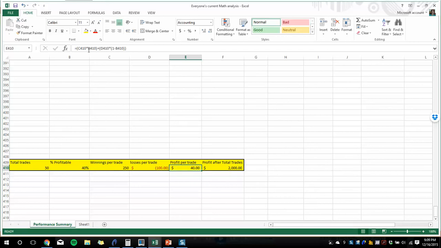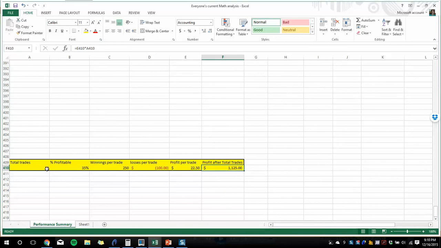Add this times this, which is these two, close it, plus negative. It's negative 100. That's why it's in the parentheses. This times 1.1 minus 0.4, which is the opposite of this. So what that does is, if I change the percent profitable, it'll change this. Profit per trade is basically, you can see up here.